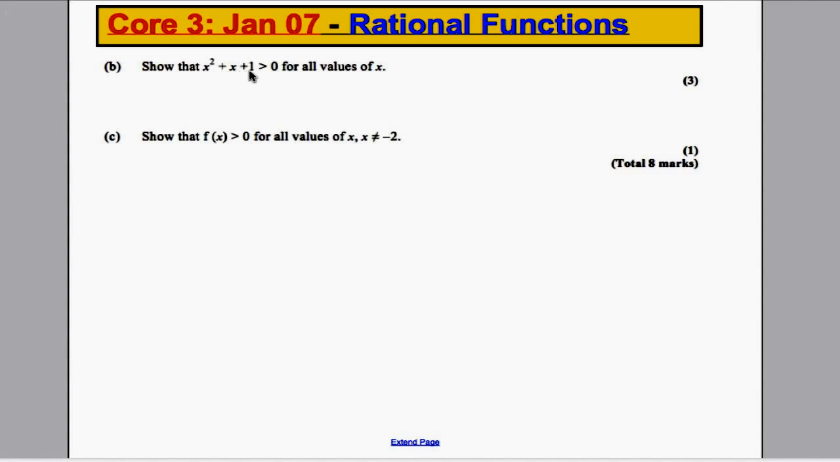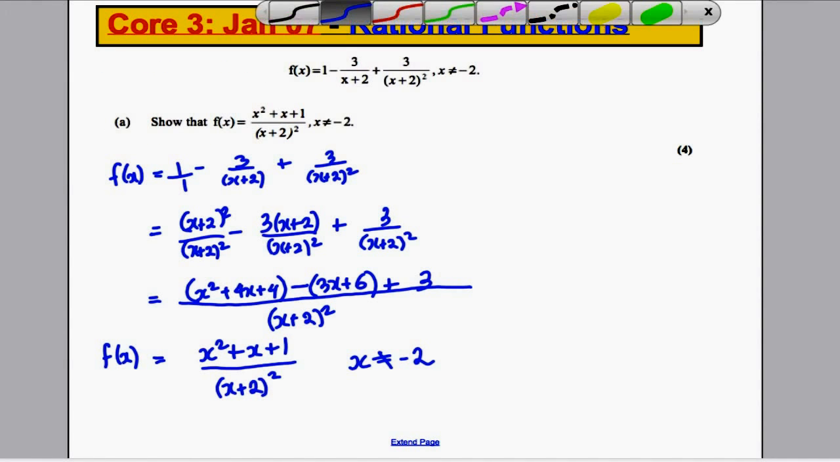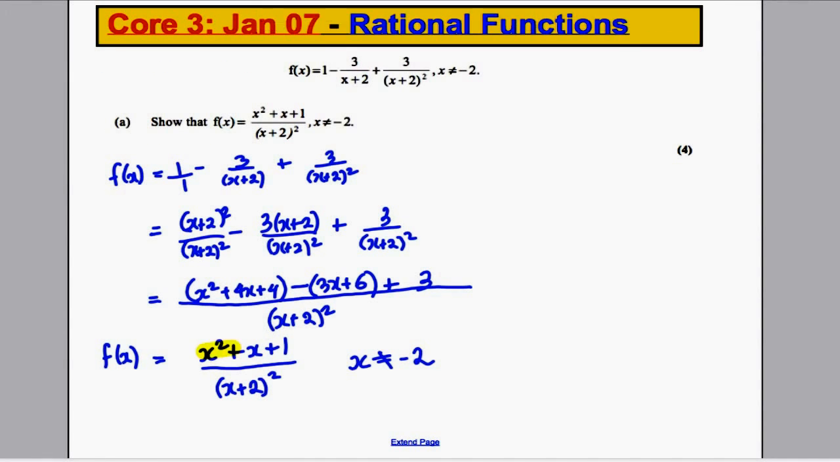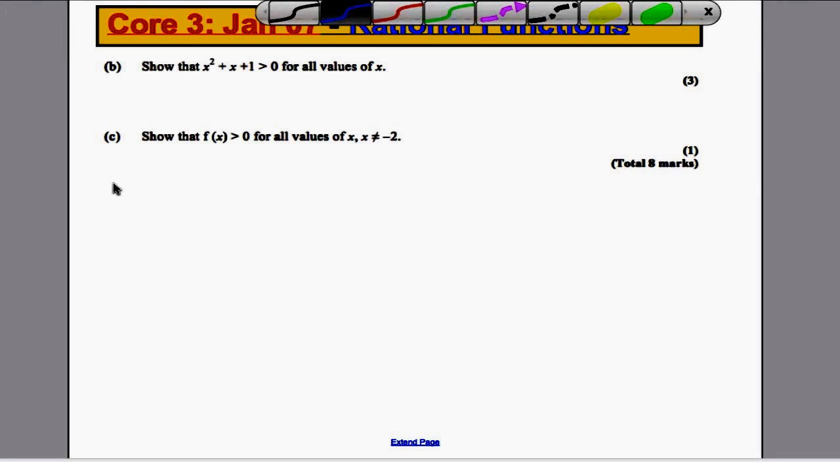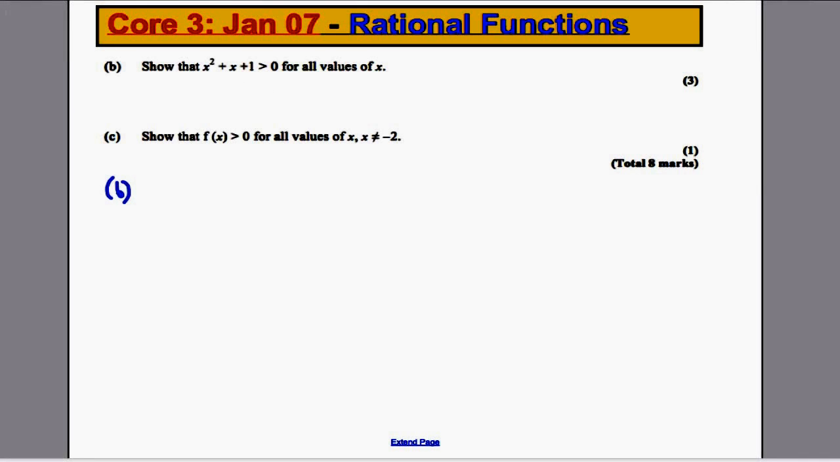Show that x squared plus x plus 1 is bigger than 0. Just note that x squared plus x plus 1 is the numerator of f of x. Look, it's the numerator. They're asking to show that's positive. Okay, part B. How on earth do you show a quadratic is positive? Hopefully, from maybe GCSE work or your Core 1, Core 2 work, you might be able to think to yourself, why don't I complete the square? So why don't I complete the square for x squared plus x plus 1?